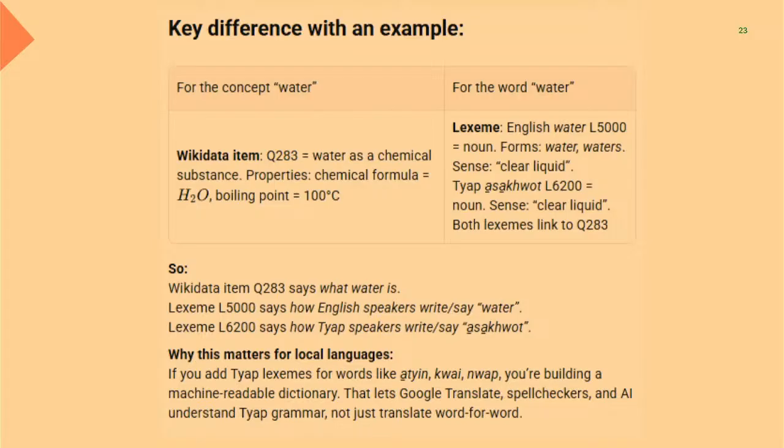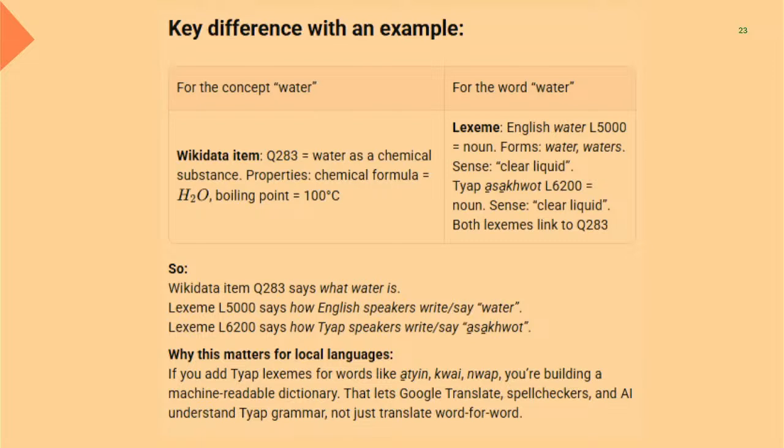Both Lexemes are linked to what? Q283, that is Wikidata. So they link together. From Lexemes, I can click a section that will take me to Wikidata. So Wikidata item Q283 says what water is. Lexeme L5000 says how English speakers read and say water. Then Lexeme L6200 says how Tyap speakers write or say a support, which is water.